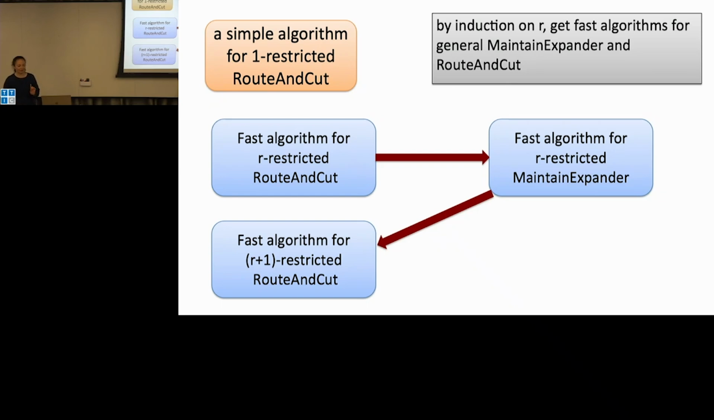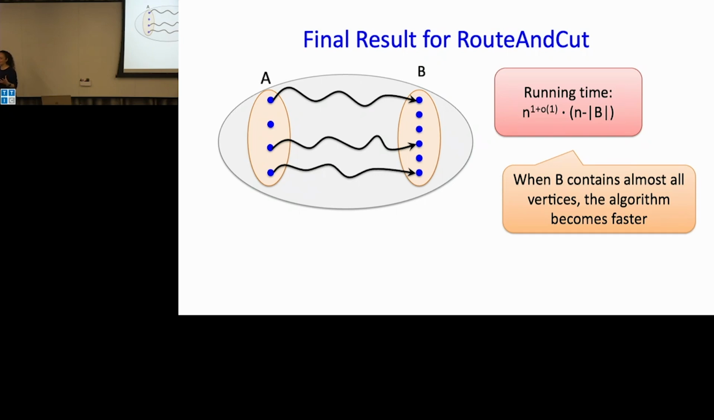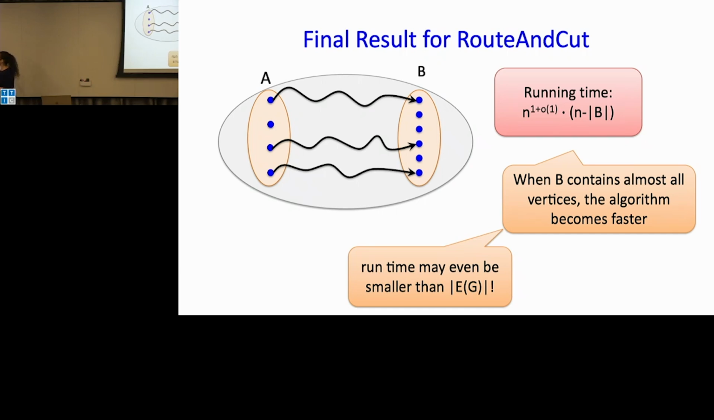And there is one last little thing that I want to mention. Remember this route and cut problem where we wanted to connect vertices of A to vertices of B with disjoint paths. So the final running time that we get looks like this. It's roughly n times n minus b. So in the case where this b contains almost all the vertices, it's actually really fast. And it's maybe even faster than the time that is required to read all the edges. This may be useful in its own right, but it's actually crucial for us to get our reduction to go through.